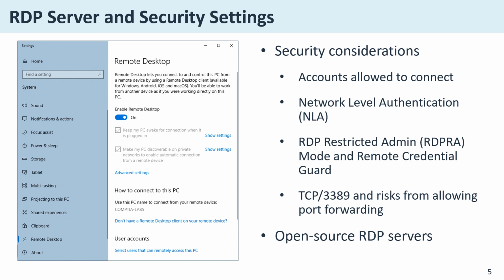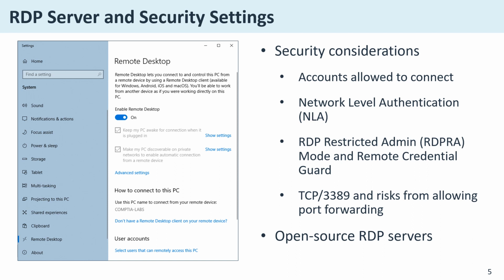RDP server and security settings. When using RDP, it's crucial to be aware of security risks like malware that can capture login credentials from system processes. Limiting RDP access to fewer accounts is safer as it adheres to the principle of least privilege, reducing the risk of breaches. Now, exposing RDP to the internet can make you a target for attackers who can scan for open RDP ports to exploit weak passwords or other vulnerabilities.